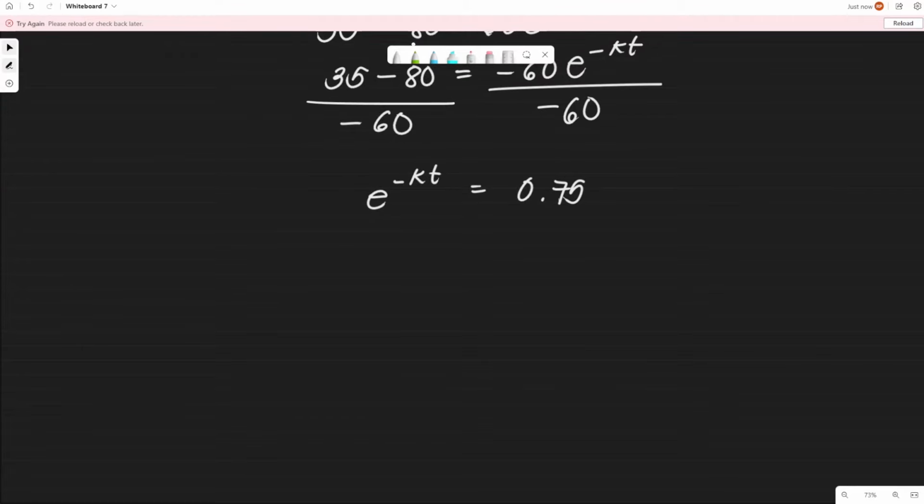Applying the ln property to the whole equation, we'll have negative kt, or negative k, since t is equal to 1. Negative k is equal to the natural logarithm of 0.75, which is equivalent to, let me show the calculator.